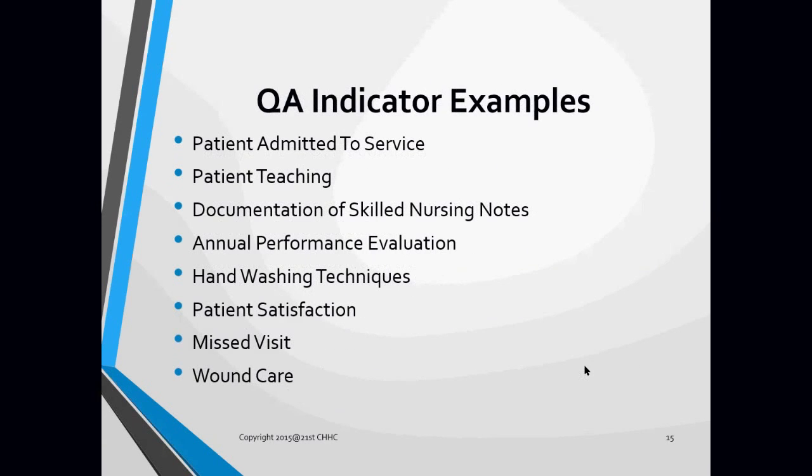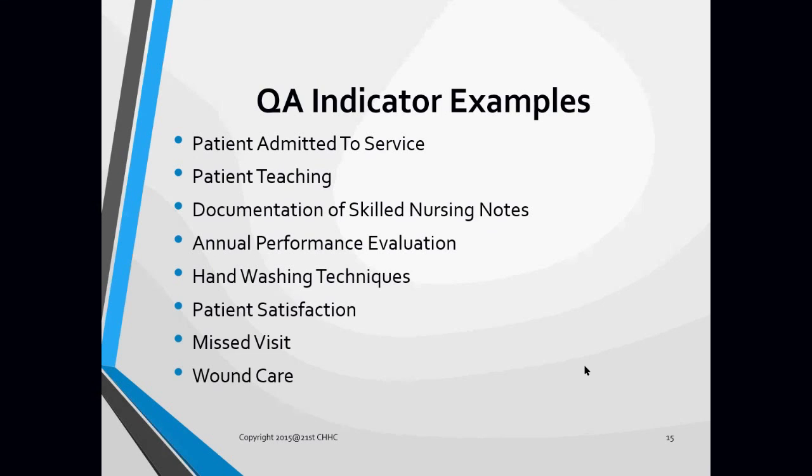So here are some examples of the QA indicators that are in the back of your QAPI policies. We talked about patients being admitted to service for Medicare and some of the other agencies that are being accredited. That's a 48-hour window. Other states also have a timeline, whether it's 2 days, 5 days. So you need to be familiar with your admission policy in your patient care policies. Patient teaching, again, this is more of a skilled indicator.